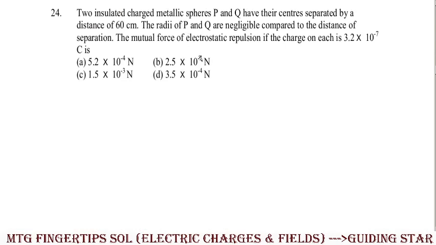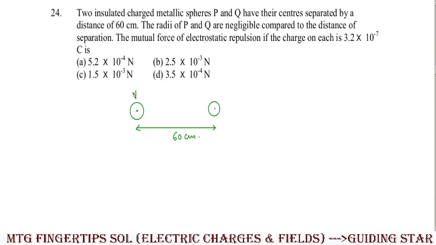Okay, next moving to question number 24. Two insulated charged metallic spheres P and Q have their centers separated by a distance of 60 centimeter. So what it's saying is that there are two insulated metallic spheres. These are the centers, and the distance of separation from their centers is given as 60 centimeter.